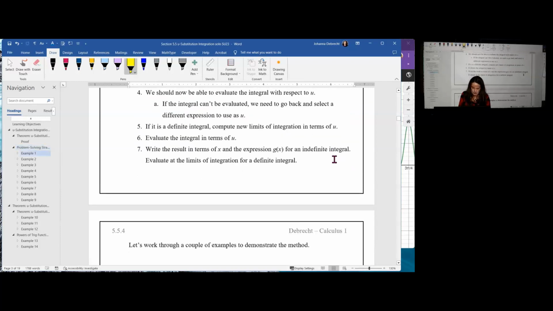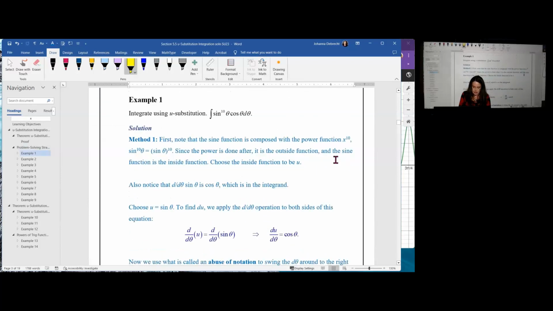Now that we've talked about the problem-solving steps, let's go through a couple of examples together. This is such an important method and becomes such a key part of how you integrate so many problems in the future that you really do have to master it at a very high level. If I had to choose one skill for you to have moving forward into Calculus 2, it would be u-substitution.